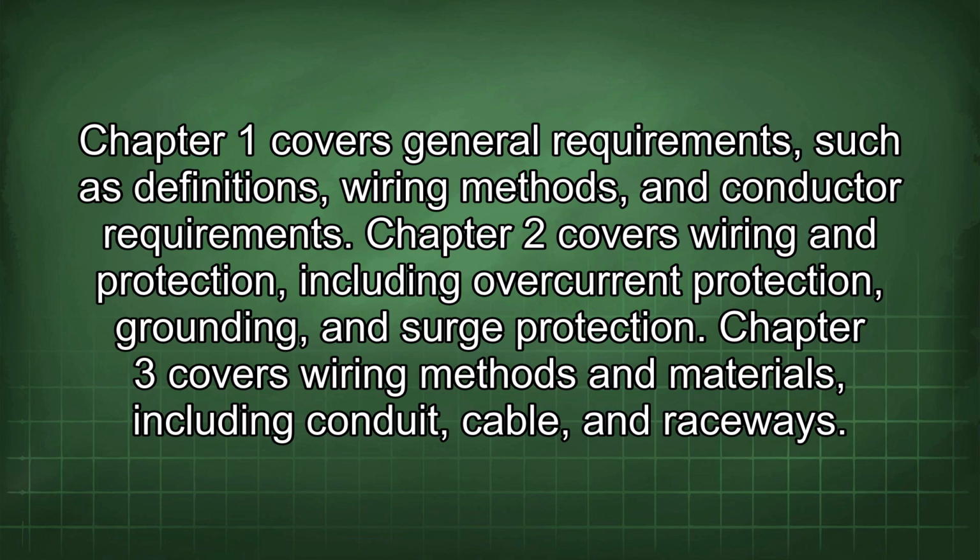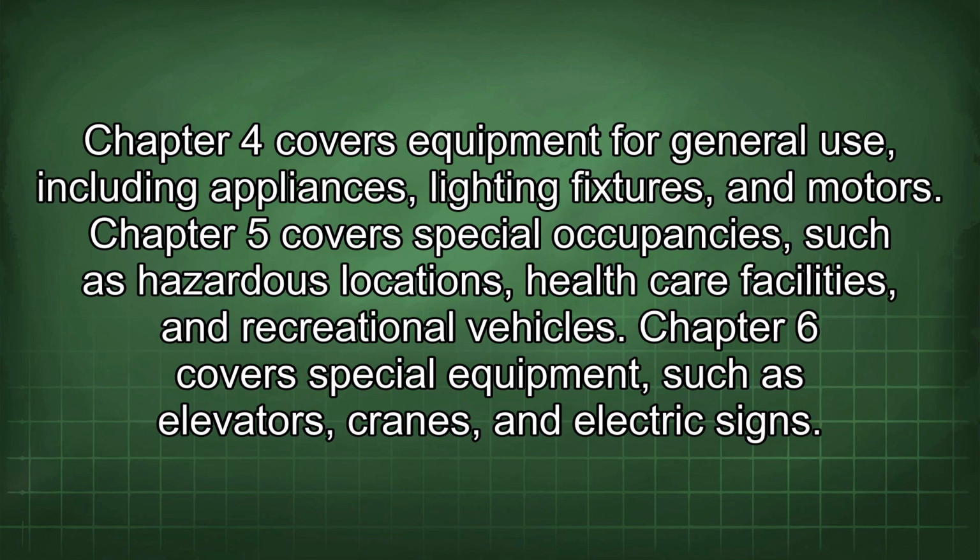Chapter 3 covers wiring methods and materials, including conduit, cable, and raceways. Chapter 4 covers equipment for general use, including appliances, lighting fixtures, and motors. Chapter 5 covers special occupancies, such as hazardous locations, healthcare facilities, and recreational vehicles.